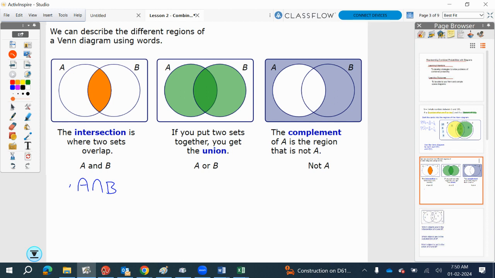If you put the whole two sets together, you get what we call the union. So this is all of the elements inside A and B. We only count the elements in the intersection once. We don't count them twice. So does anyone know the symbol for this one? Somebody else, Kai? U. Yeah, it looks a bit like a U.